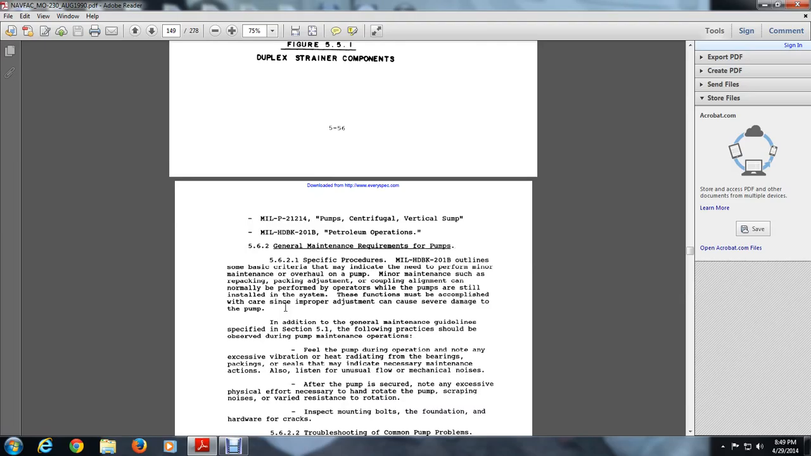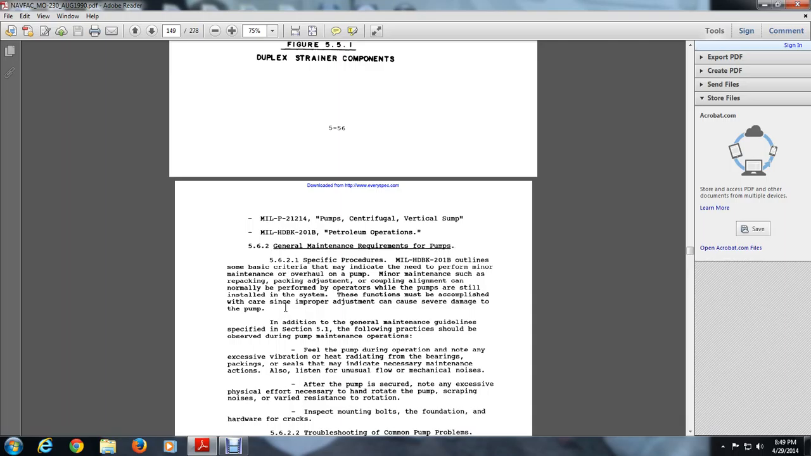5.6.2.1 Specific Procedures. Military Handbook 201B outlines some basic criteria for indicating the need for performing minor maintenance or overhaul of the pump. Minor maintenance such as repacking, packing adjustment, and coupling alignment is normally performed with the pump still installed in the system. These functions must be accomplished with care, since improper adjustment can cause serious damage to the pump.